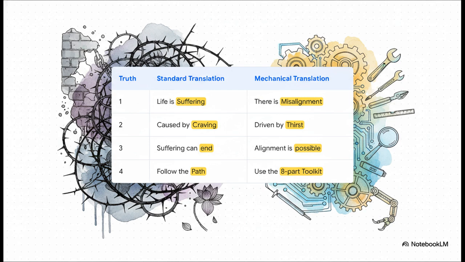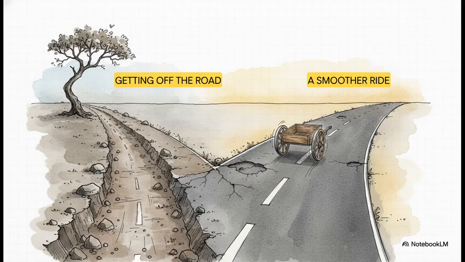But on the other side, you have this mechanical view. There is a misalignment in life, it's driven by thirst, but you can achieve alignment by using this 8-part toolkit. See the difference? It's all about building a positive. So the crucial takeaway is this. This teaching might not be about escaping a life of pain at all. It might actually be a profoundly optimistic blueprint for engineering a better experience for yourself. The goal isn't to get off the road of life, but to fix your alignment so you can finally have a smoother, more efficient, and way more graceful ride.